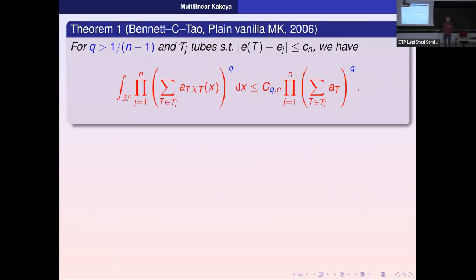So yeah, this is a result which we proved with John Bennett and Terry Tao quite a long time ago, which applied to the situation where our tubes are within 10 degrees of the standard basis vector tubes. And we proved what we wanted to prove, except that what we really want here is that power q to be 1 over n minus 1. And we weren't able to prove that. We were able to prove it only with q bigger than 1 over n minus 1.